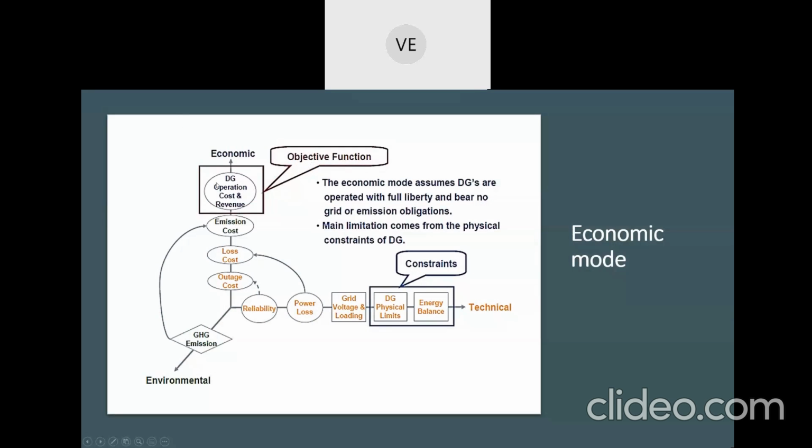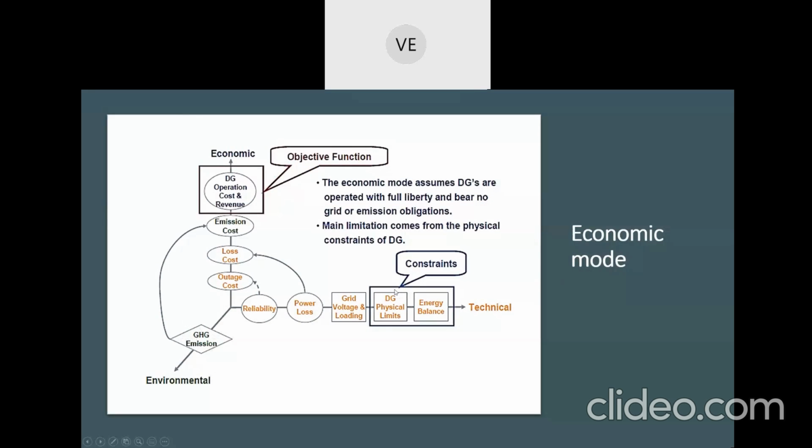So he wants to minimize this. This is his objective function. If it is profit, then maximization. If it is cost, then minimization. So he has an economic objective in mind, and accordingly his constraints differ. Of course, he has GHG emission, carbon emission and other things, but his prime motive is the economic objective.